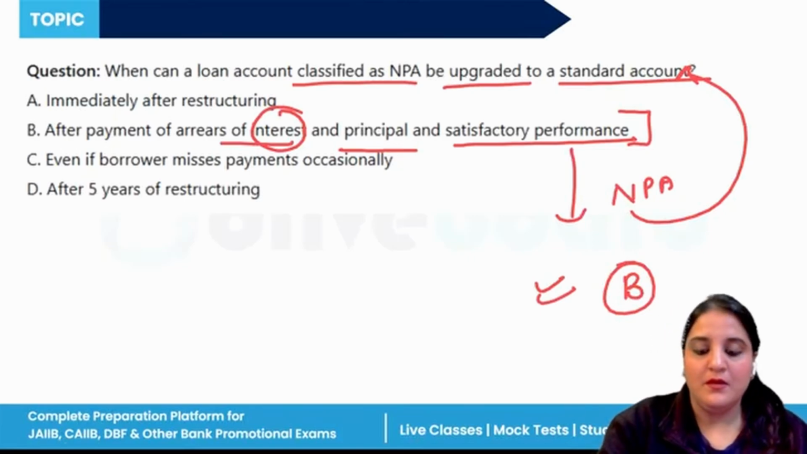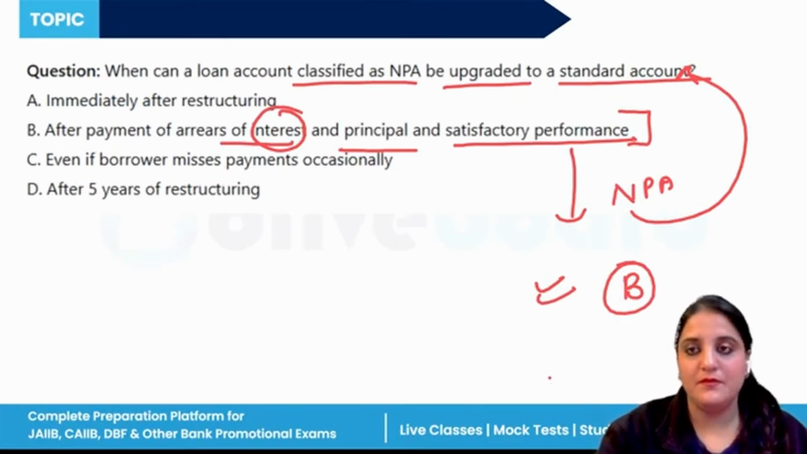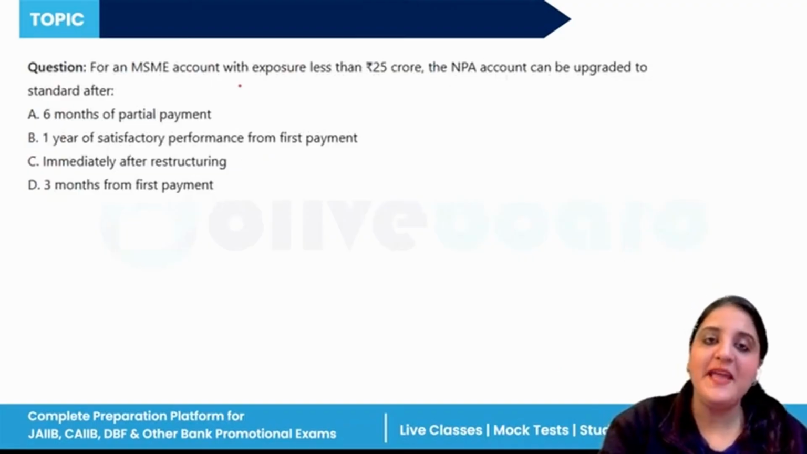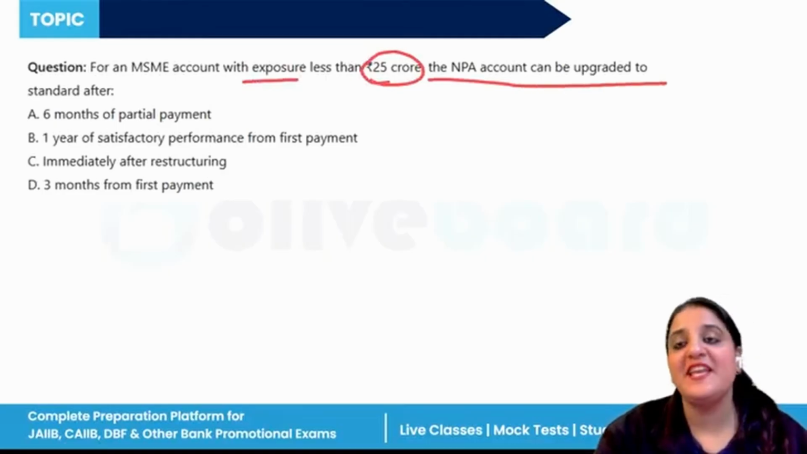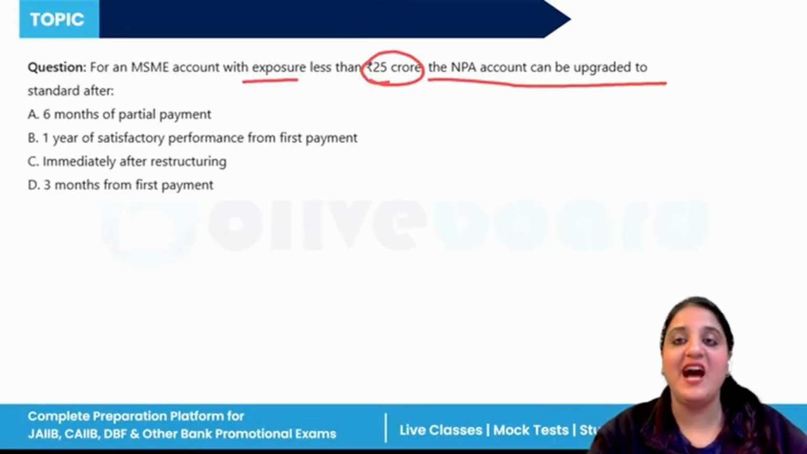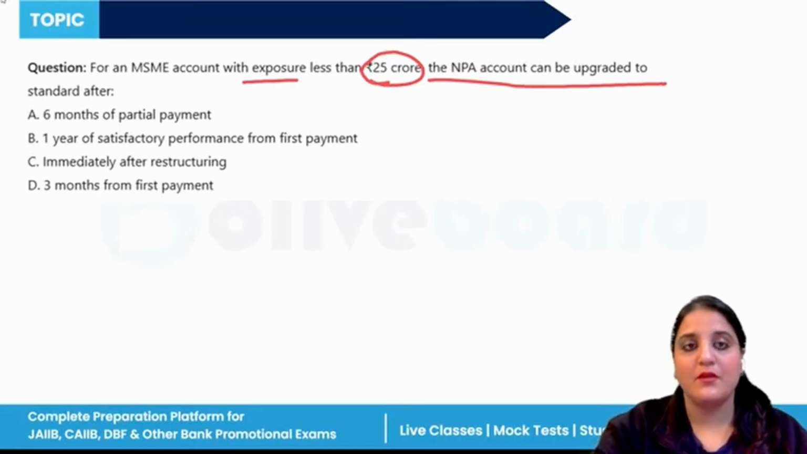right? For an MSME account with exposure less than 25 crore, the NPA account can be upgraded to standard after... for an MSME account?